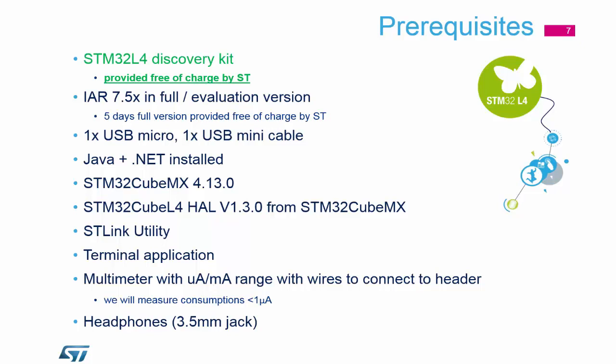We'll need some form of terminal application so that we can see values that come out using a hyperterminal based device. And we'll also need to use the multimeters. Now, hopefully you've all got multimeters that can go down into the microamp range. We're going to be down at sub 1 microamp for some of these power modes. So hopefully you'll be able to do that. If not, we have one up at the front that we can loan to you as we go through each of the examples when we're doing the low power modes.